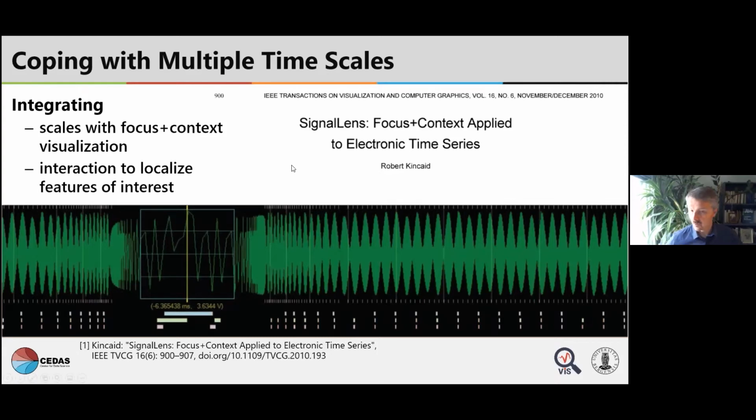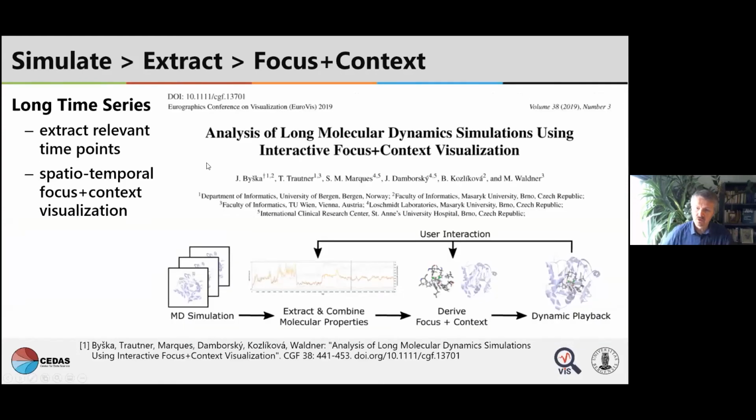And then one question is usually how to locate the places, the times of interest in your time series data. And the second question is then how to meaningfully visualize it, also in the context of the entire time scale. Here I show you work from Jan Büschke and Thomas Trautner and colleagues. You will recognize a few other names on this paper, where we are finally now talking about molecular dynamics simulations.